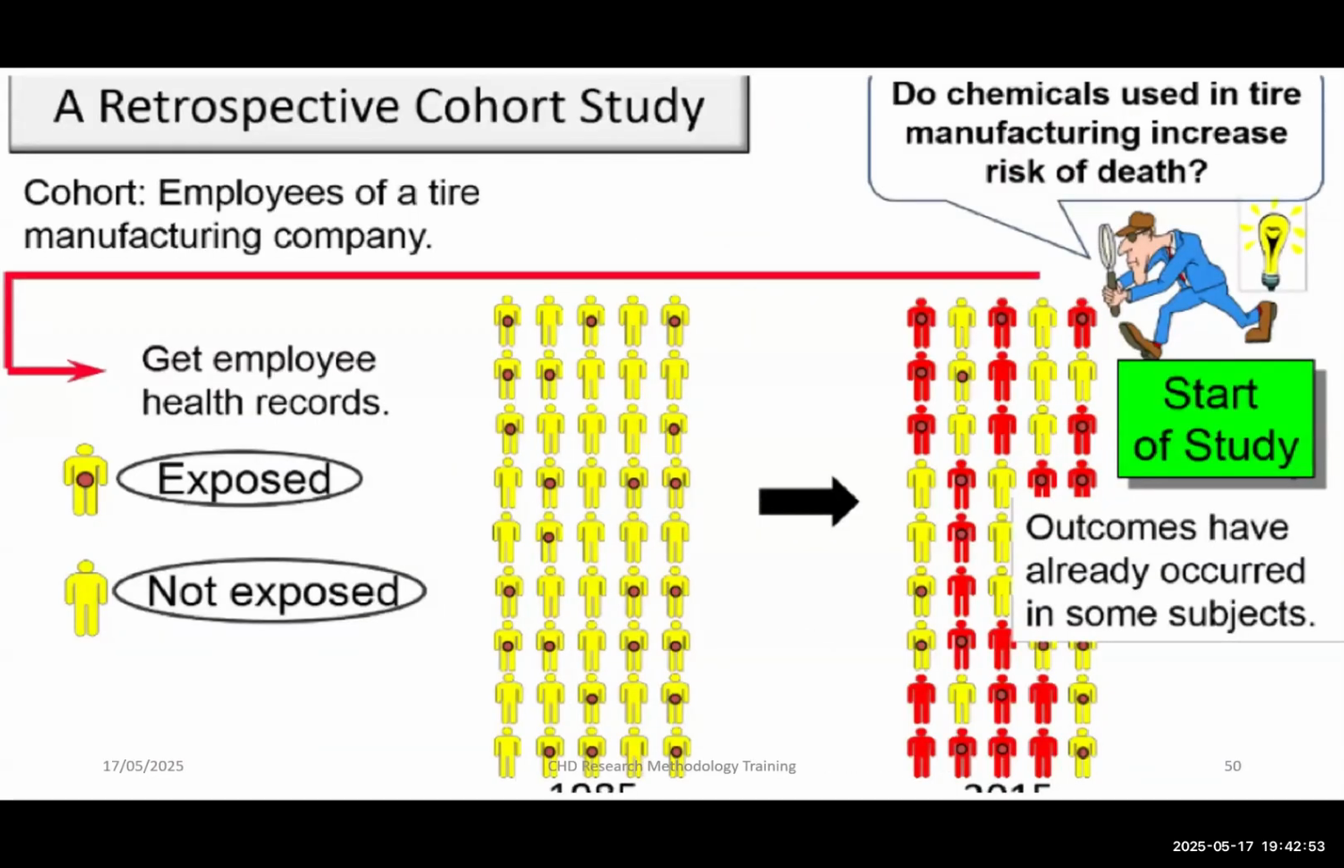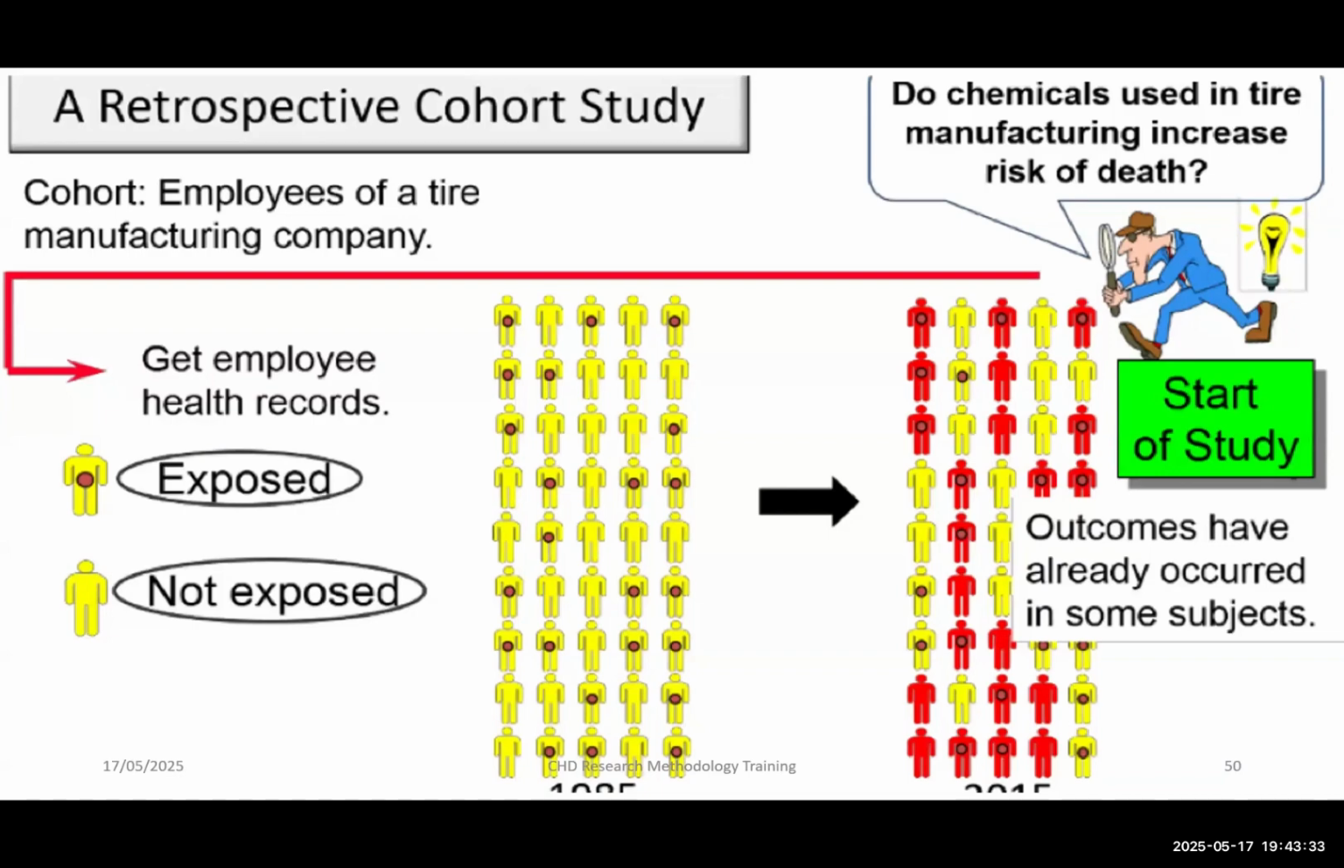Now, this is a picture of a retrospective cohort study. See where the start of the study is. The start of the study is like now, and the outcomes may have already occurred in some of the subjects at the start of the study. This represents a cohort study of employees of a tire manufacturing company, and they want to know whether the chemicals used in that company increase the risk of death.